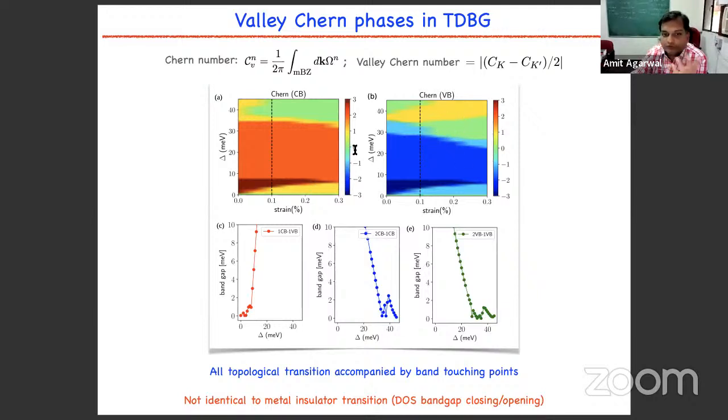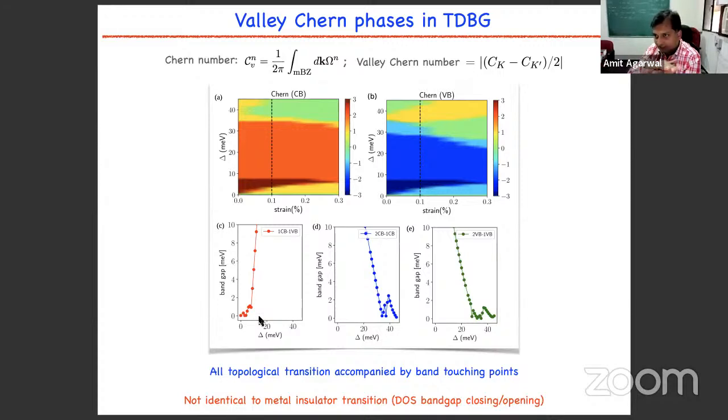You can go from Chern numbers of, let's say, 0 to 3 in this particular figure. Okay. And similarly for the valence band, you can go from Chern number of 0 to -3 and so on and so forth. And each of these topological phase transitions, so suppose I traverse a line, I am sitting at 0.1% strain, and I traverse this line by varying the vertical electric field, I will go from one phase to the other, etc. And we can show by very close analysis that each of these phase transitions is accompanied by a band touching point, basically, as you would expect.